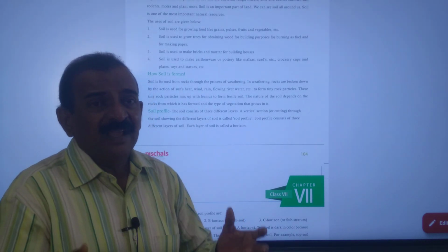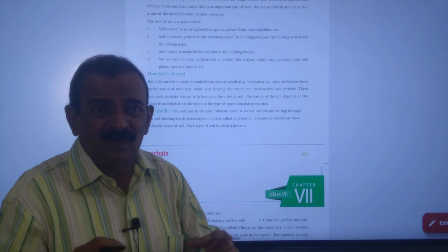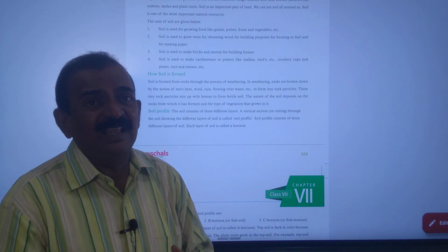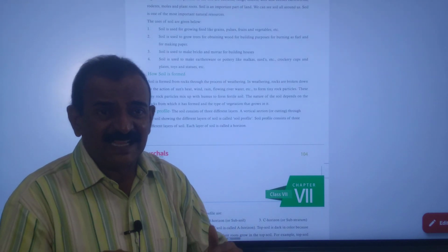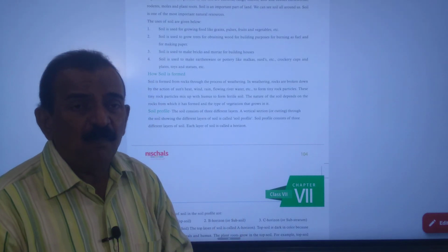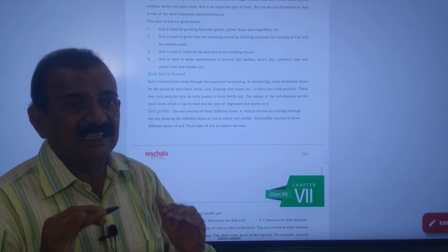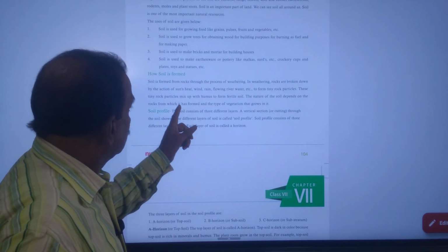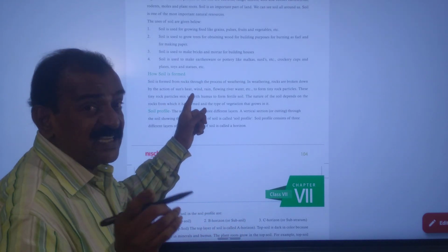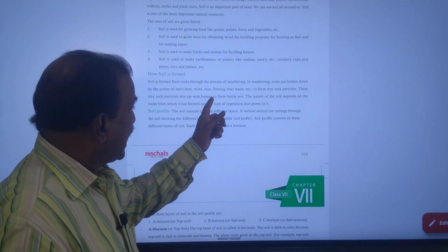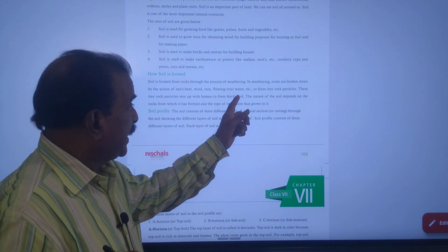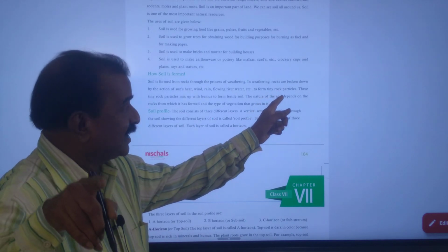Small particles get mixed with the sand, and finally that forms soil. The topmost earth layer, the earth crust, is called soil. Here, by the action of sun heat, wind, rain, and flowing rivers, water forms tiny rock particles.